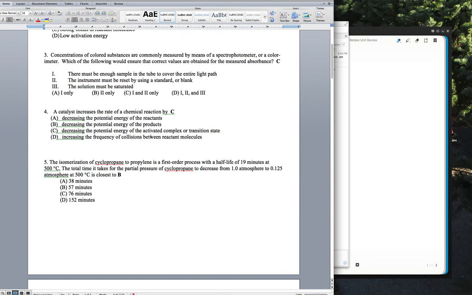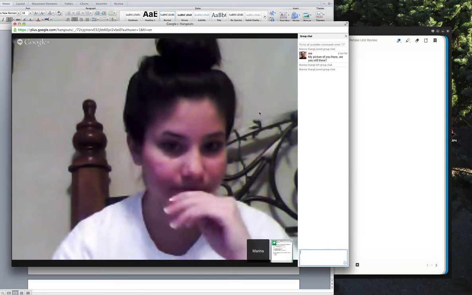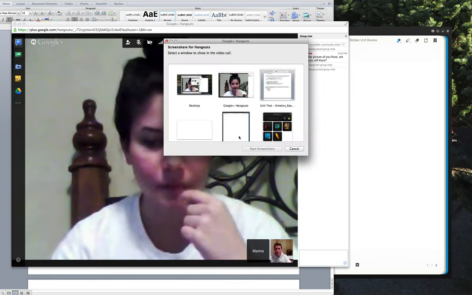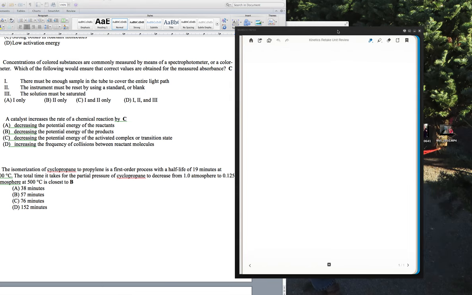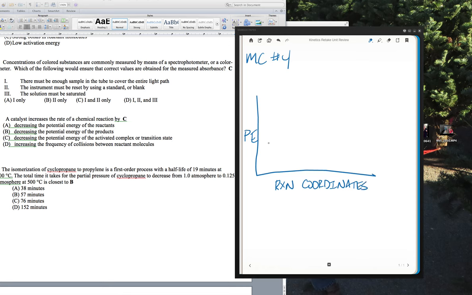Okay, so it was this right here. A catalyst increases the rate of a chemical reaction by? Is that the one? Okay, so it might help if I drew it out real quick. If we have this graph, with potential energy over here and reaction coordinates right here, it comes up and over and then down here. Right here is the delta H, and then this is the activation energy.